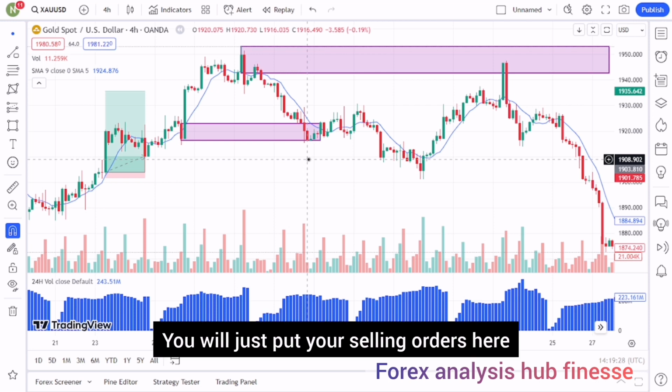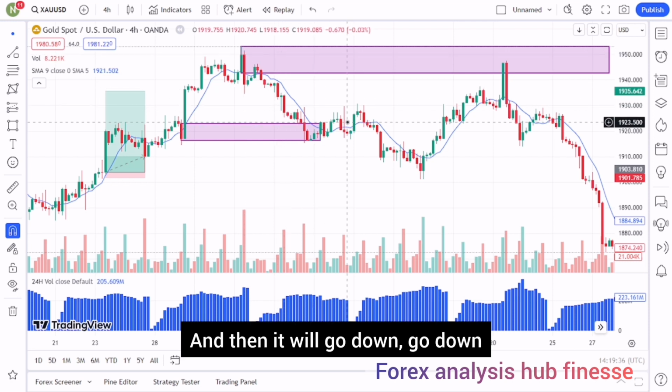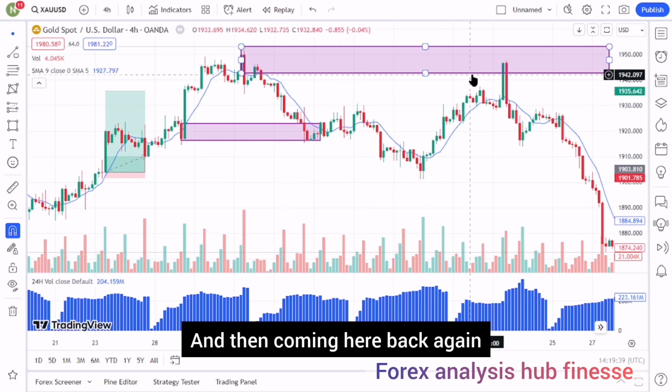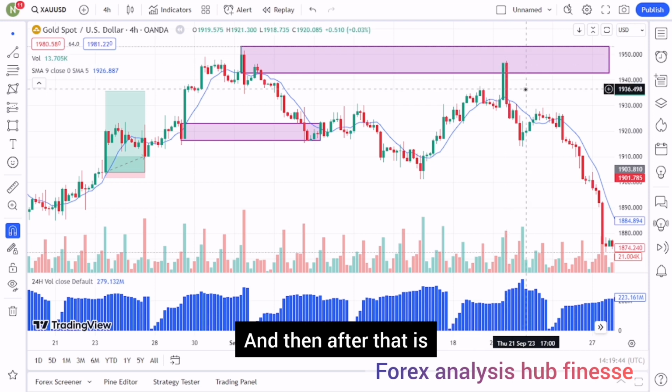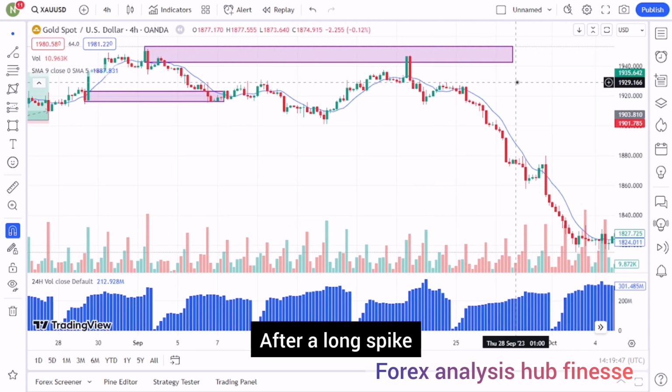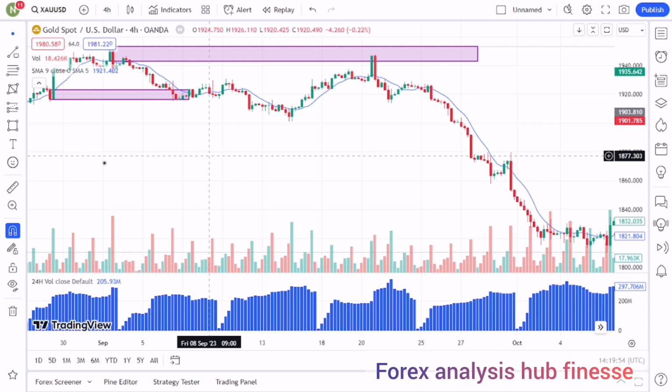Being a supply zone, you can move it to that point. You will just put your selling orders here, because this was a long spike, and just wait for it to come back, and then it will go down until where it went, and then coming back here again, it will activate your sell orders, and after that is where you will enjoy your fruits. A long spike confirms whether the market is going to buy or sell.